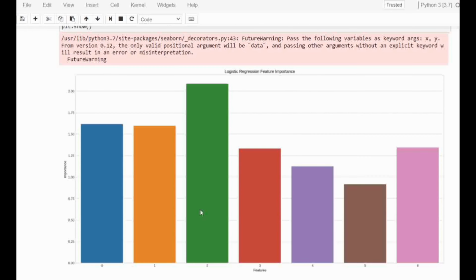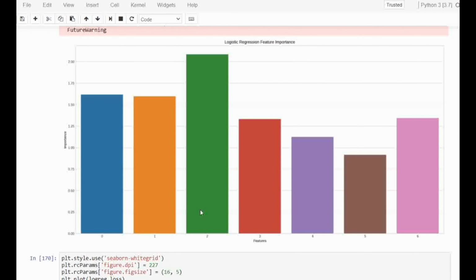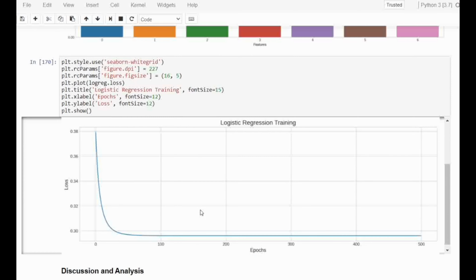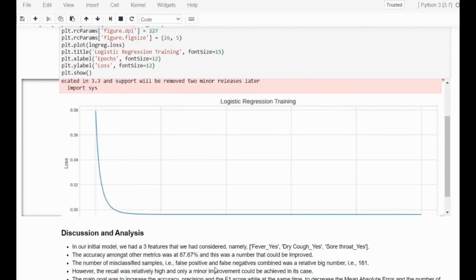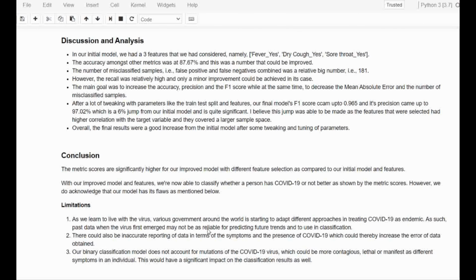And this is the feature importance plot of our final model's features. And this is again a logistic regression training plot of the epochs versus loss. And now to discuss, in our initial model, we had 3 features, which were fever, dry cough, and sore throat. Our accuracy was less, a lot of our metrics were less, and the number of misclassified samples was more. So we tried to tweak parameters, and then we ended up with a higher F1 score, higher accuracy, higher precision, higher recall, and a lot of good metrics. So overall, I believe our results were a good increase from our initial model.